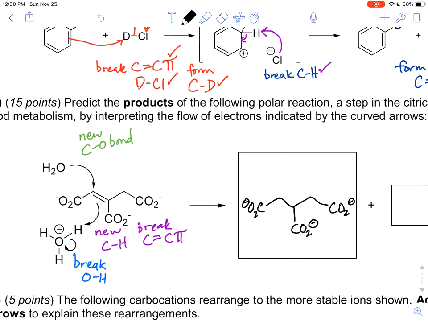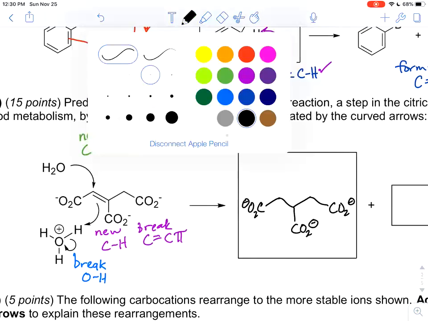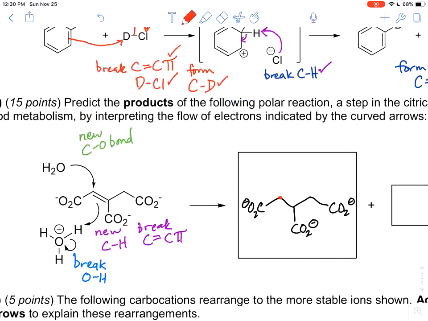Okay, and now we have a new bond, I'll make that a different color, between this carbon here and that oxygen. That oxygen is still connected to two hydrogens, and now since oxygen has 3 bonds, it should have a positive charge, so we'll label that. Once again, we broke the carbon-carbon pi bond, so that's going to remain a single bond.